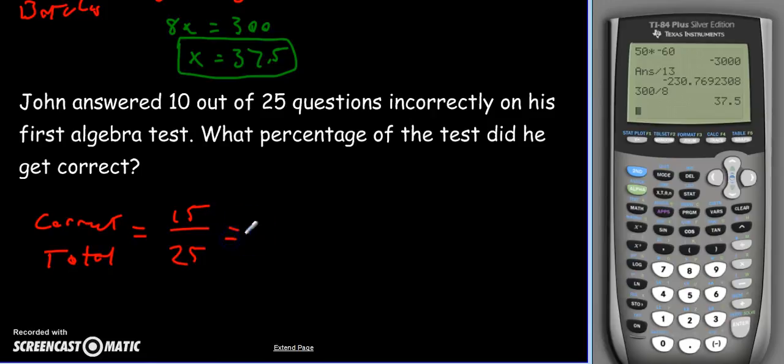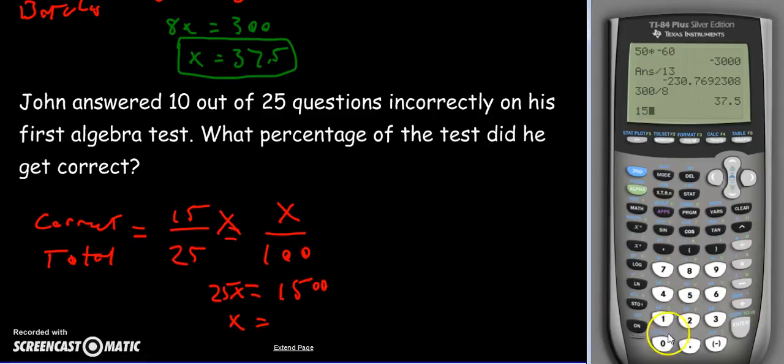What percentage is that? Well, percentage is just when we have our denominator 100, and we don't know what our numerator is. So let's cross multiply. 25x is equal to 1500, which means x must be equal to, what's 1500 divided by 25? 60. So he got 60 points, 60 out of 100. All right.